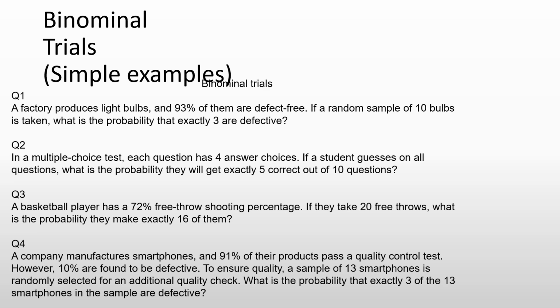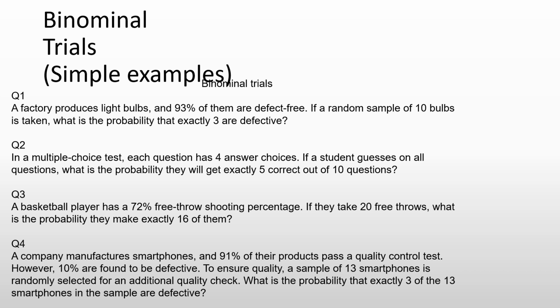So these are 4 examples that you have. Question 1, you have a factory that produces light bulbs, and 93% of them are defect free, which means they are okay. If a random sample of 10 bulbs is taken, what is the probability that exactly 3 are defective, right? Question 2, a multiple choice test. Each question has 4 answers. A student guesses all questions. What is the probability that they get exactly 5 correct out of 10, right?